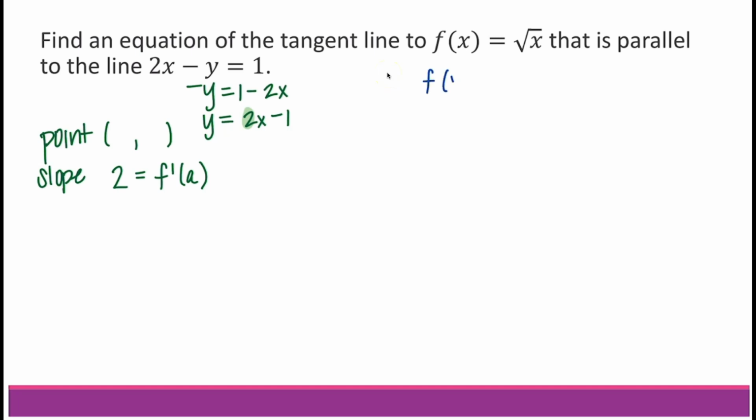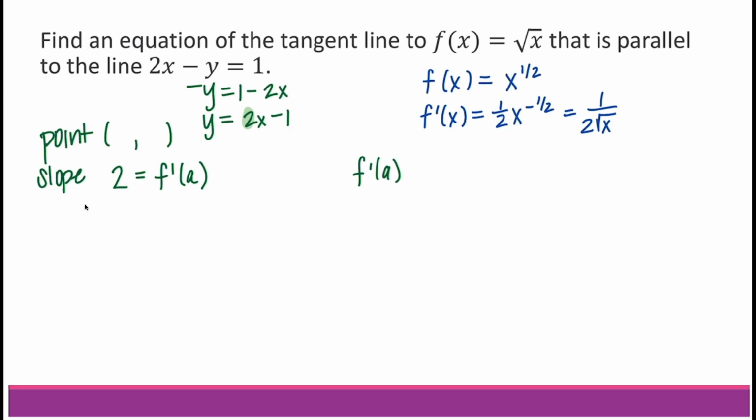So here f of x is equal to x to the 1/2. F prime of x is equal to 1/2 x to the negative 1/2, or 1 over 2 times the square root of x. This is a derivative we want to be able to jump straight to. It comes up pretty often, 1 over 2 rad x. So I want to solve f prime of a is equal to 2. So let's substitute a into f prime of x. 1 over 2 radical a must be equal to 2. This is an equation that I can solve for a.